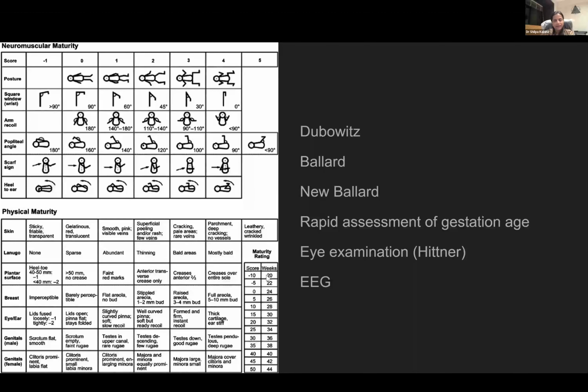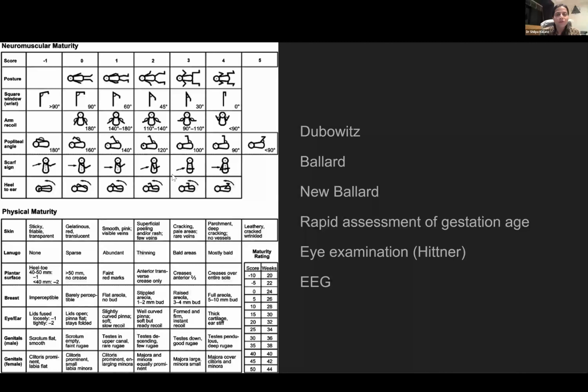So you can see here, right? The lowest gestation age is 20. The minimum score is -10. The highest gestation age is 44. The maximum score is 50. So it is 20 to 44 weeks of gestation. This score assesses babies from 20 to 44 weeks of gestation.